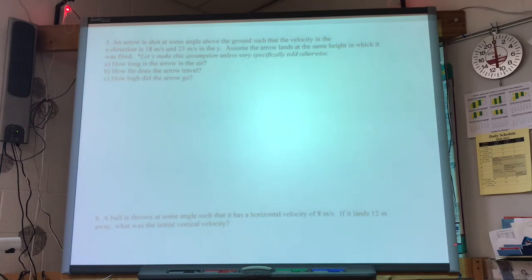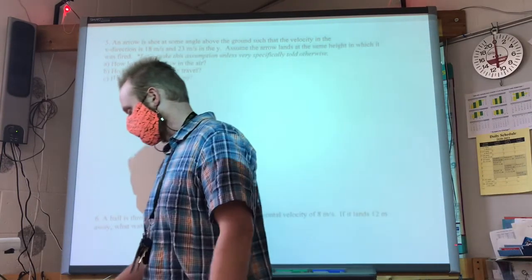Let's make this assumption unless very specifically told otherwise. Unless very specifically told otherwise, we're going to assume that the object started and ended at the same height. So unless we very specifically tell you otherwise, it's a delta y equals 0 problem. Unless I very specifically tell you, like a car goes off a ramp and lands at the bottom of a cliff, or I throw a ball at some angle off of a building and it lands on the ground. That would be me specifically telling you otherwise. But if I don't, then we are going to go with that.